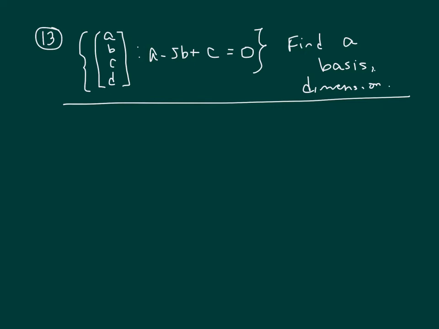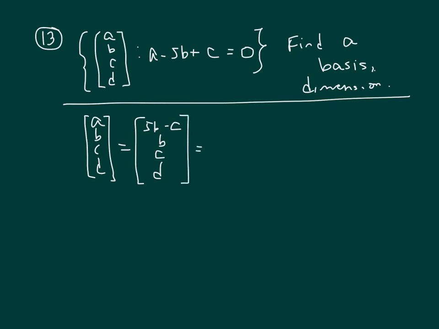Okay, a vector space of this form consists of all vectors of the form (a, b, c, d) that can be written this way. So a is dependent on b and c, so it looks like b and c are free variables. We'd say a equals 5b minus c, and b is free, c is free, and there's also no stipulations on d, so it is also a free variable.